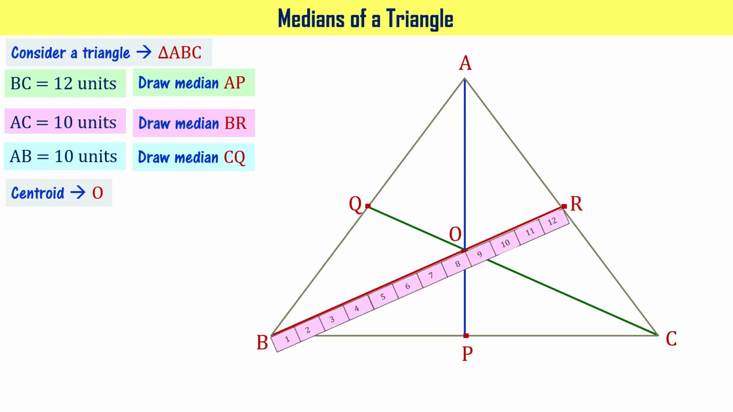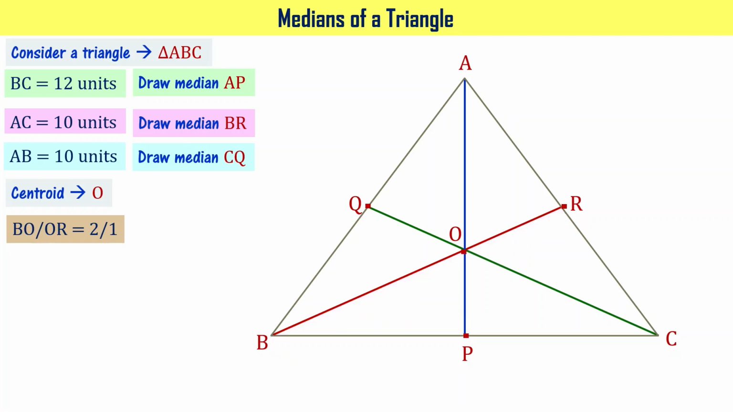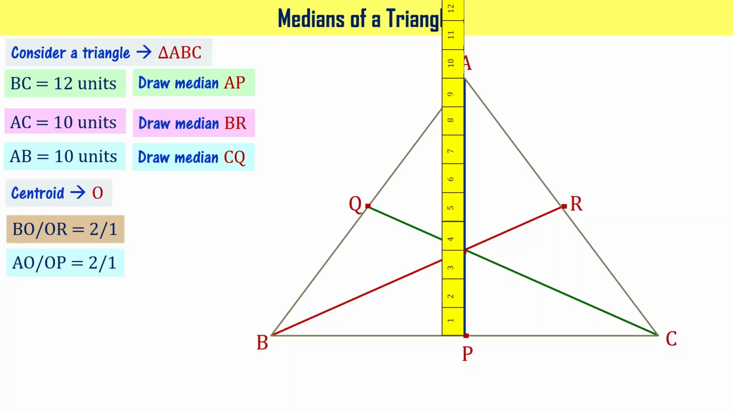Let me take the measure of median BR so that I can get the ratio of OR and BO. As you see here, BO is 8 units and OR is 12 minus 8, that is equal to 4 units, right? So BO by OR is 2:1, 8 by 4. Similarly, if I take the measure of AP with a different scale, what I get is OP is 3 units and OA is 6 units. So AO by OP is 2 by 1.